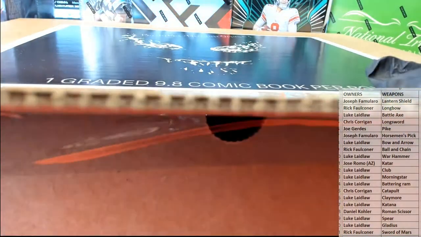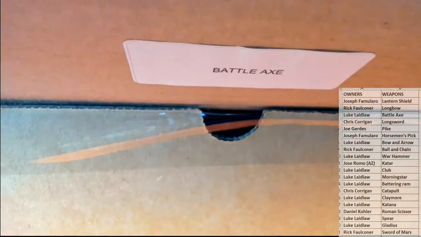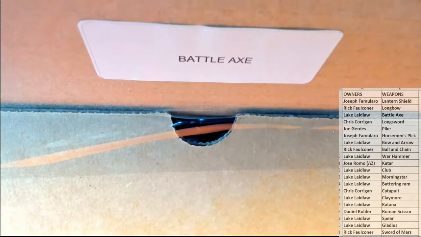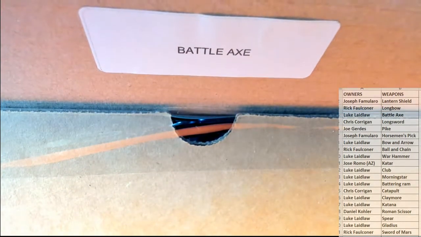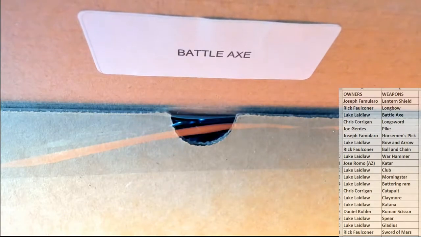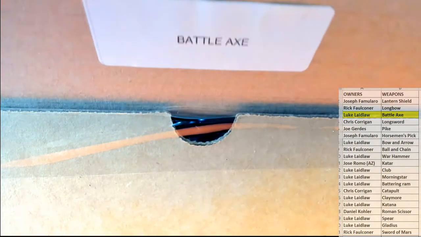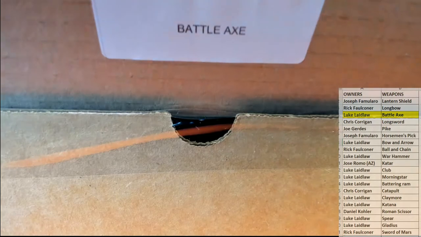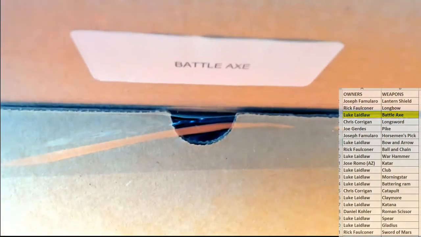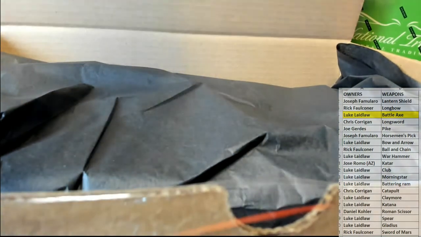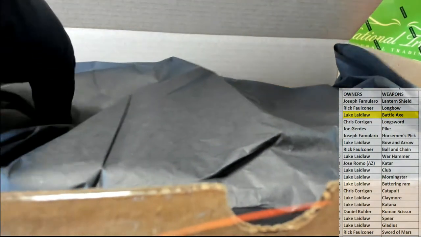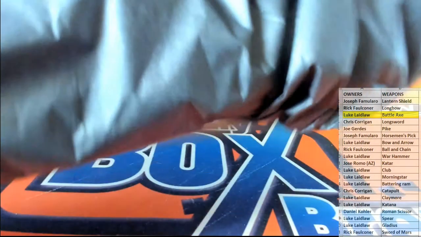We have our final 30th random. And yes, the Battle Axe. All right. The Battle Axe is the winner. And I believe that is Luke. All right, man. Luke L. That is coming out to you. Luke L. Battle Axe. All right, Luke. Let's see what you get.